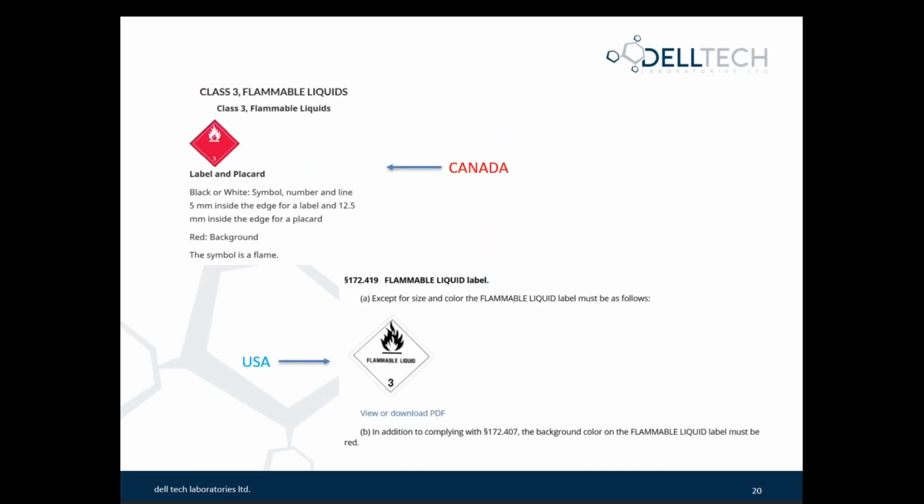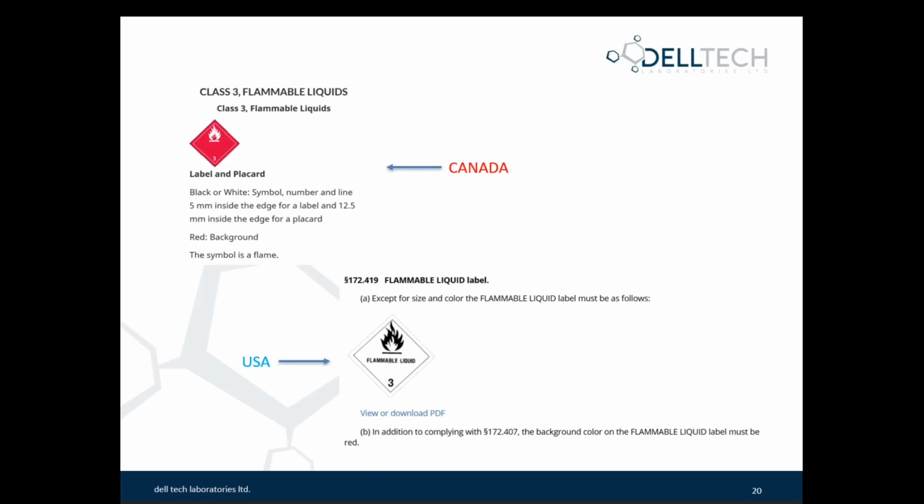Here's an example of a Class 3 flammable liquid. As you can see, the U.S. label on the bottom and placard contain the words flammable liquid written across the safety mark, whereas Canada, up above, does not. It's a small but important distinction to make.